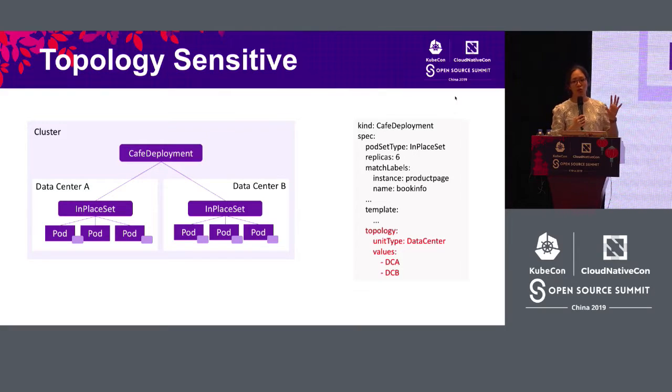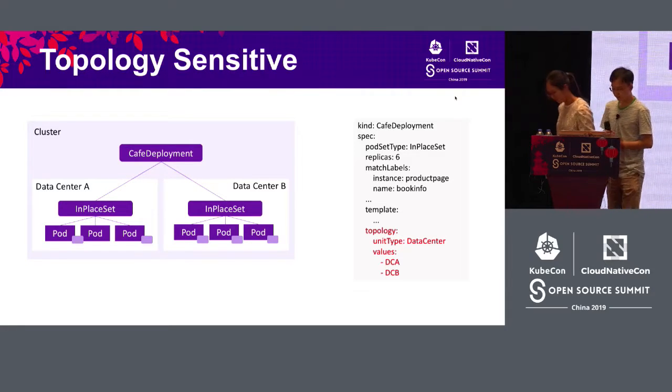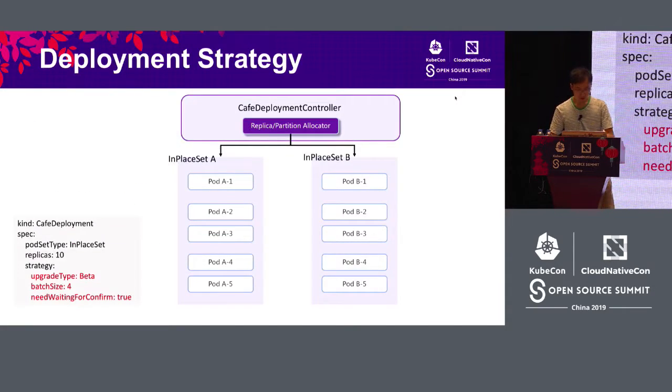Cafe deployment takes the global view, and it decides in each data center how many replicas I need. And the cafe deployment has the in-place upgrade and the fault tolerance or disaster tolerance feature. Next, I want to introduce Hao Tian to share with you the deployment strategy of cafe deployment. Thank you.